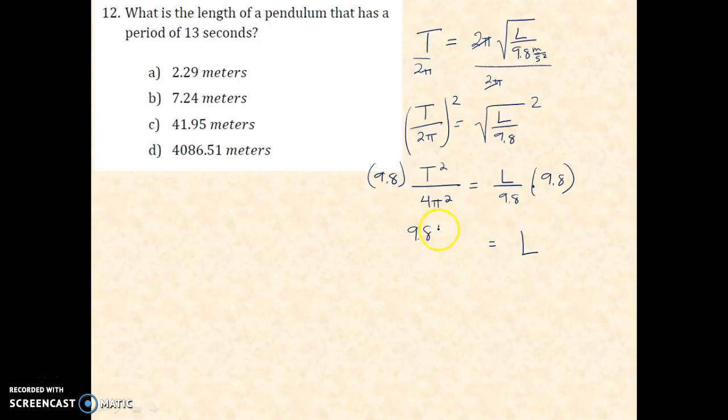9.8 meters per second squared times the period squared, which is going to be in seconds squared, over 4 pi squared, which doesn't have units. The seconds squared will cancel out and length will be in meters. So I just need to plug in 9.8 times the period is 13, so 13 squared over 4 pi squared, and then punch that in my calculator.